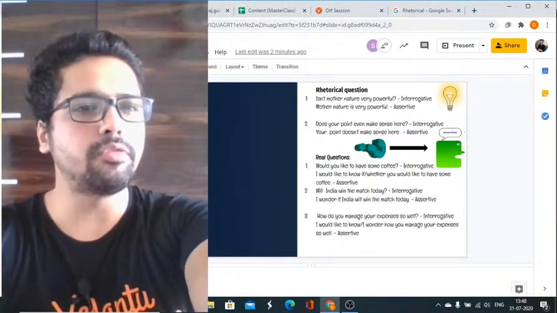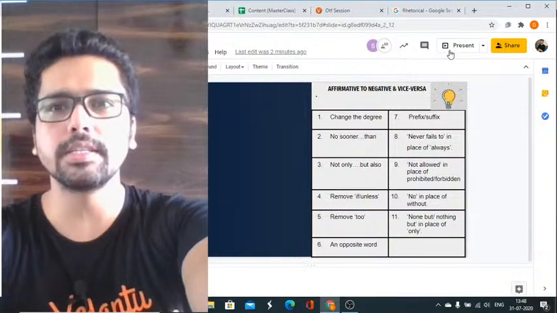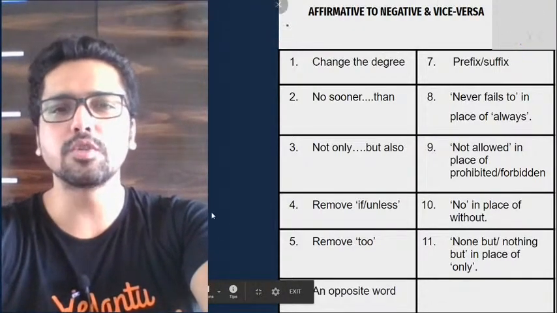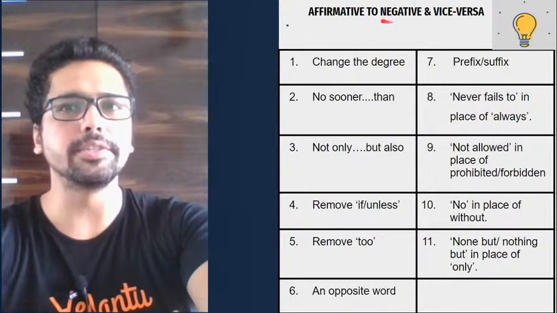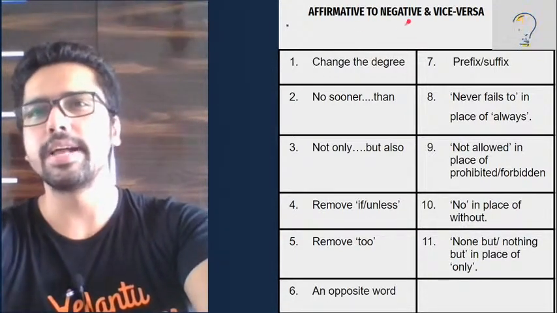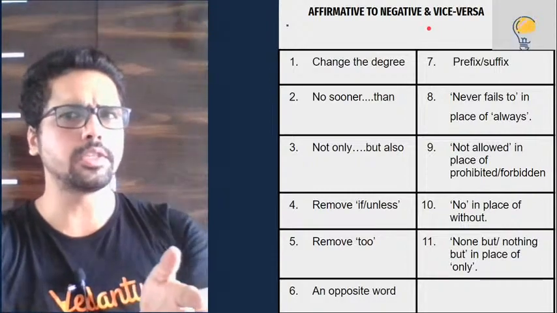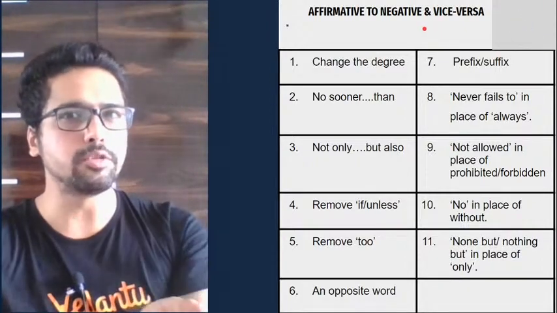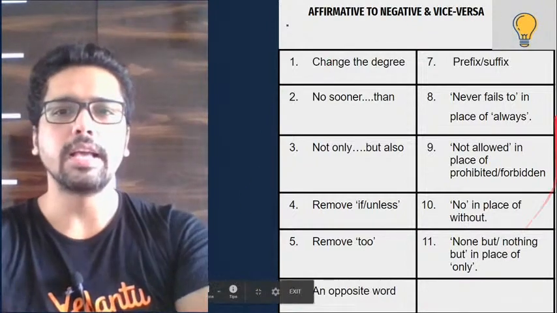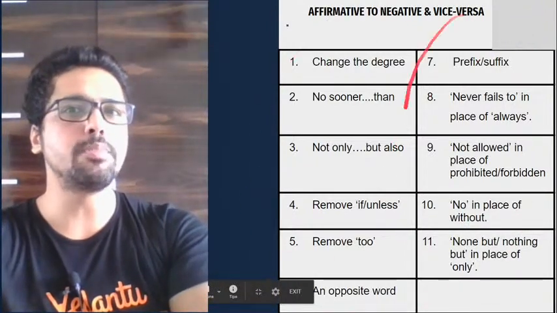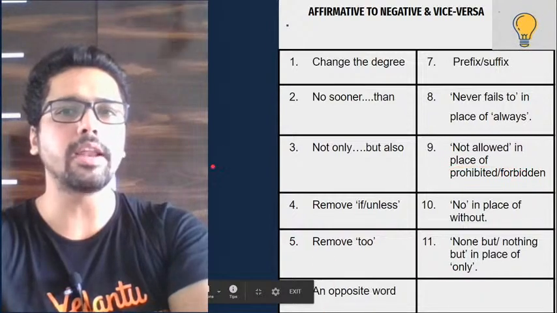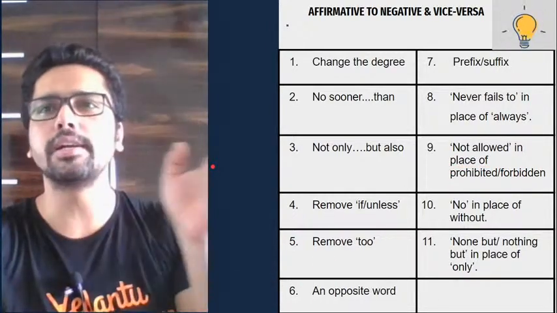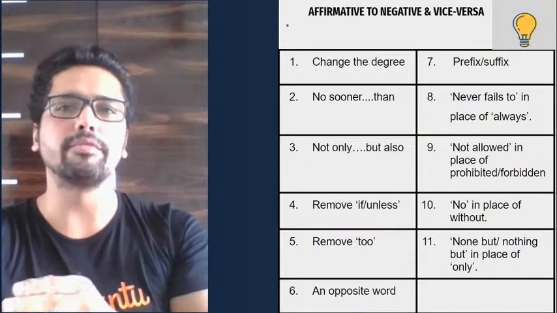And then the last type that we are going to discuss is the most important type, that is positive to negative sentence. Finally, this is what I was talking about. It's not assertive. Here we are talking affirmative to negative. That means a positive sentence to a negative sentence and vice versa. So there are 11 possible ways to make a sentence positive to negative. You can take a screenshot of this, guys. These are the 11 ways you can change a sentence from positive form to negative form.